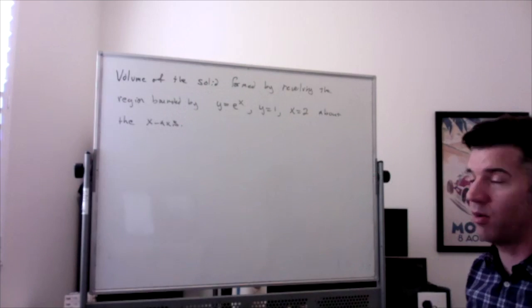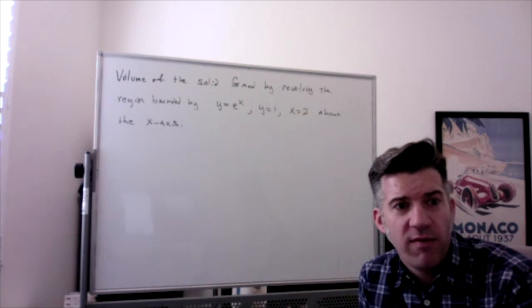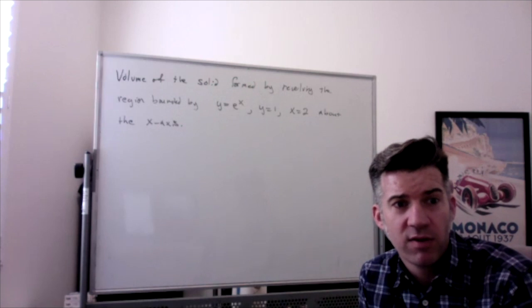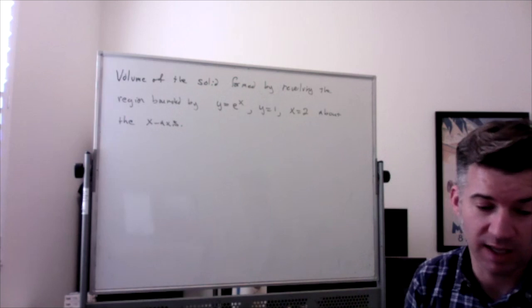Let's go ahead and get going. So I started this problem. I'm taking it back to some washer method here. I want to find the volume of the solid formed by revolving the region bounded by y equals e to the x, y equals 1, and x equals 2 about the x-axis.